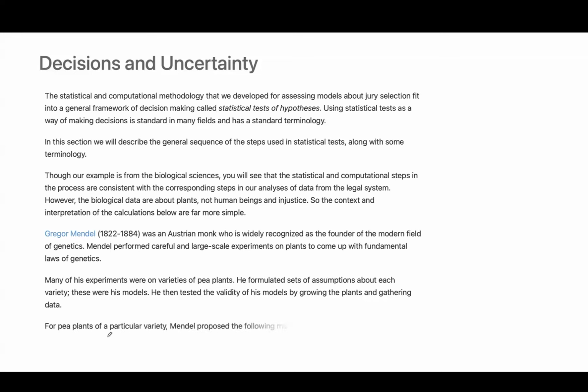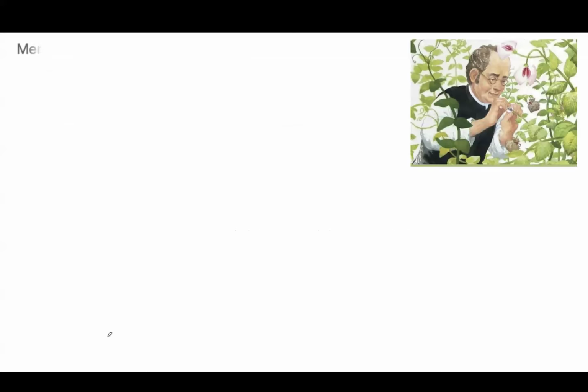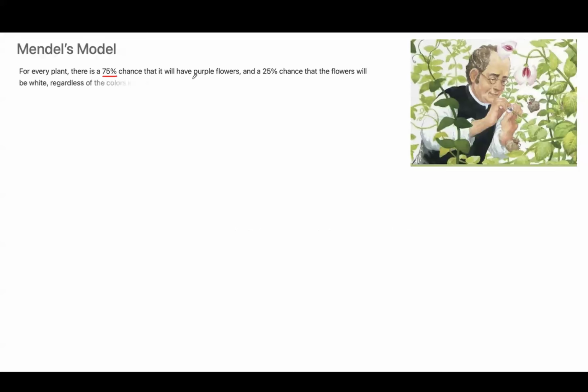For pea plants of a particular variety, Mendel proposed the following model. For every plant, there is a 75% chance that it will have purple flowers and a 25% chance that the flowers will be white, regardless of the colors in all the other plants. So this is his proposition, or hypothesis.